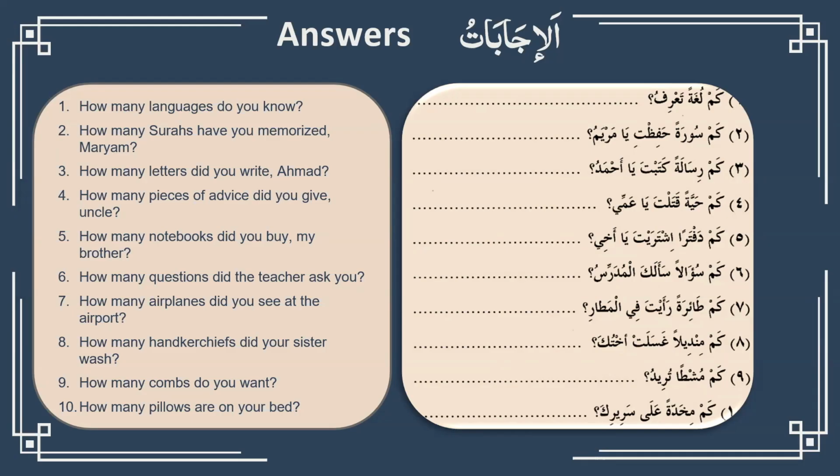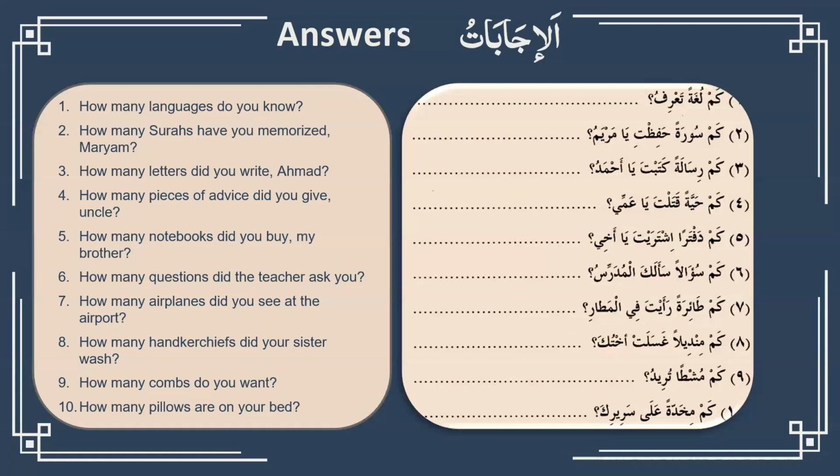Second one is, how many surahs did you memorize? You can say, I memorized 2 surahs. But the question was asking about Maryam. Yes, so you can say she memorized 2 surahs. She hafizat, memorized. Hafizat suratain. Okay. Very good. No noon with hafizat, no noon with the verb.